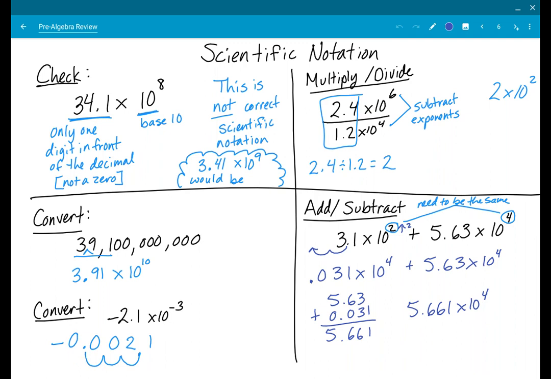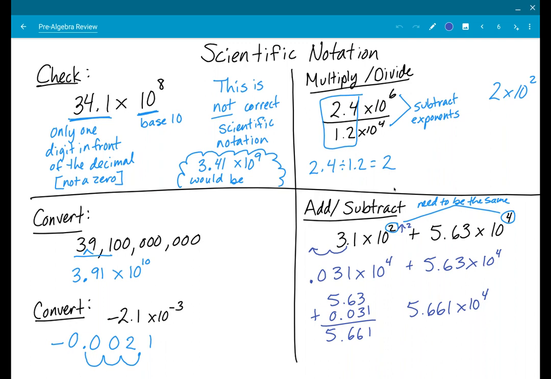Multiplication and division requires us to know a little bit about our exponent rules. Here I have a division problem. 2.4 times 10 to the 6th divided by 1.2 times 10 to the 4th. The two coefficients in the front just get divided, per normal. But for 10 to the 6th divided by 10 to the 4th, we follow the exponent rule. When dividing two numbers that have the same base, we subtract the exponents. So our final answer has the coefficient answer times 10 to the 6 minus 4, which is 2.